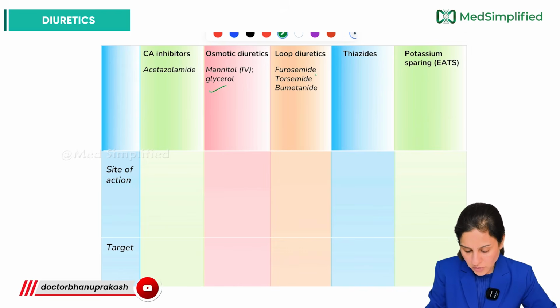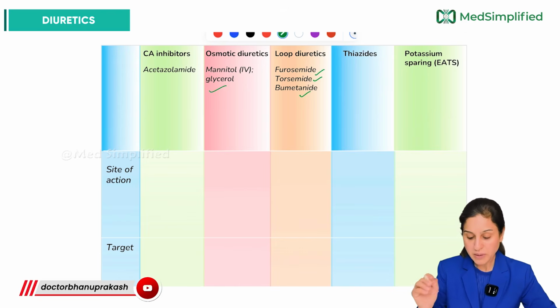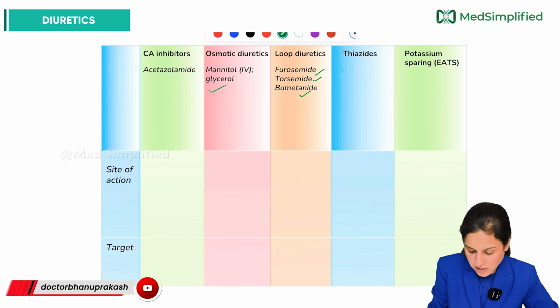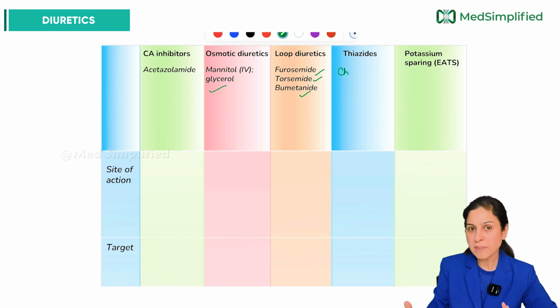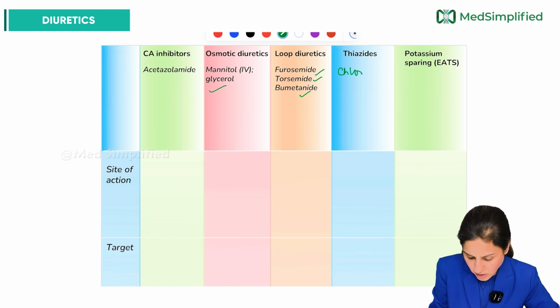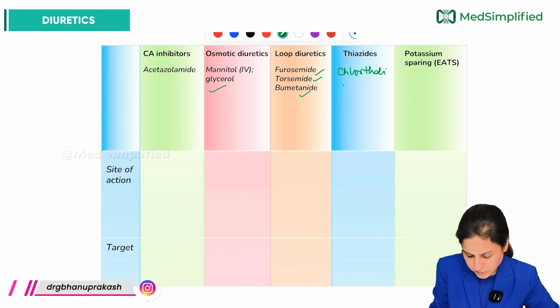Loop diuretics: furosemide, torsemide, bumetanide. In the thiazides, apart from hydrochlorothiazide, we have chlorthalidone, which is the longest acting.